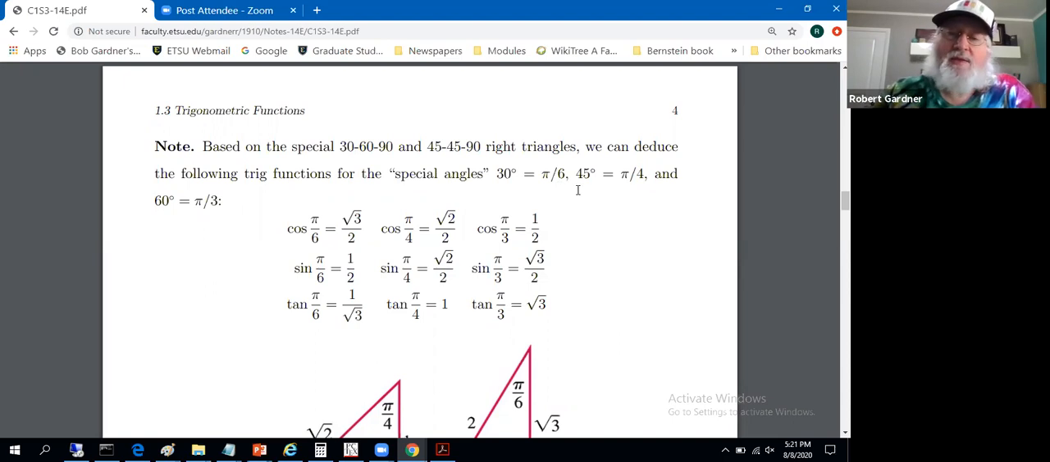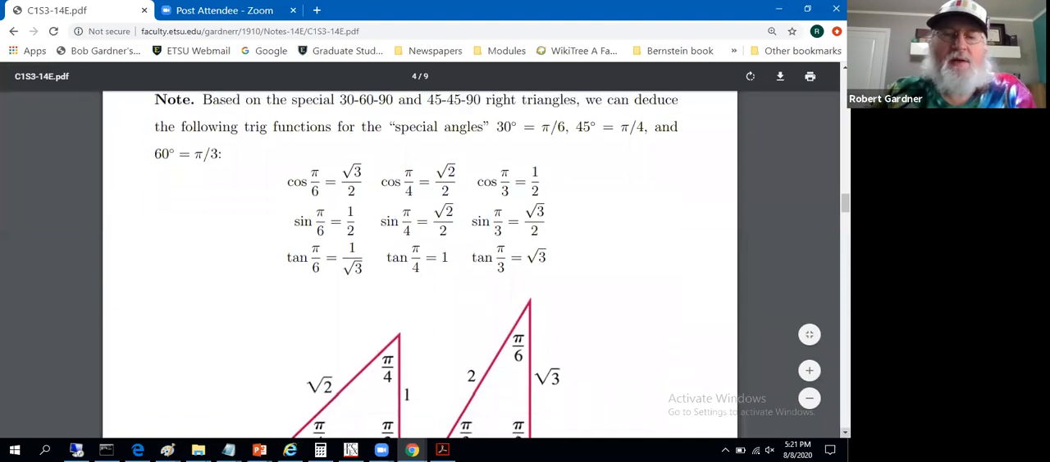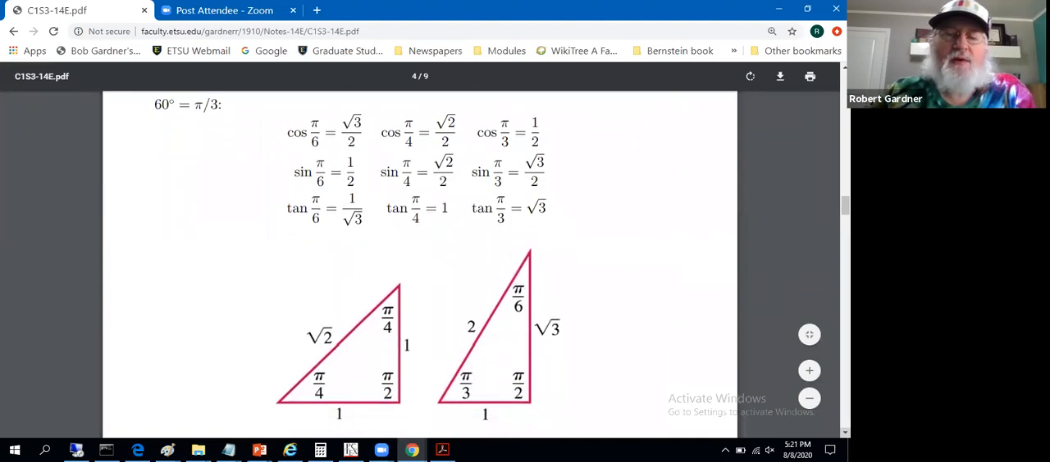It's pi/6 radians. 45 degrees is pi/4. 60 degrees is pi/3. Easily verified. You have the conversion factor from before. And we have these special triangles with which I hope you are familiar.